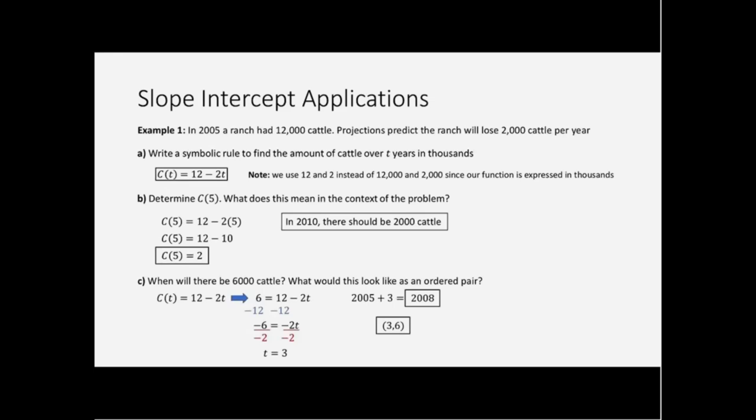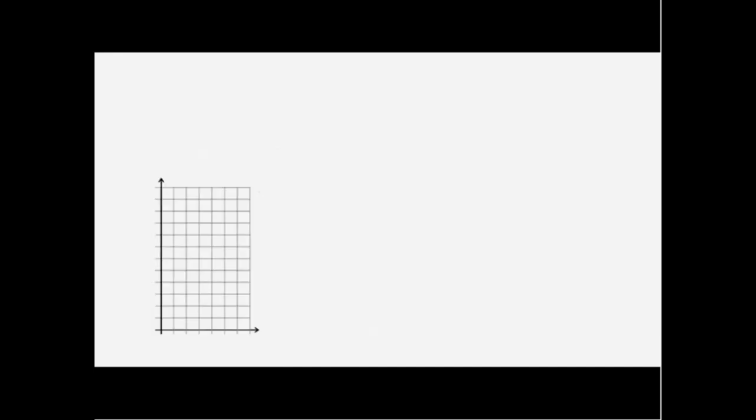And then to answer the initial question, sorry, the beginning part of C actually was asking when will there be 6,000 cattle. So I solve for my t is 3, and that's 3 years past the beginning. So we go back to the initial 2005 plus 3 is equal to 2008. So in 2008, there will be 6,000 cattle. But then again, if I want to write that as an ordered pair, it's simply 3 comma my output 6. Sorry for that confusion.